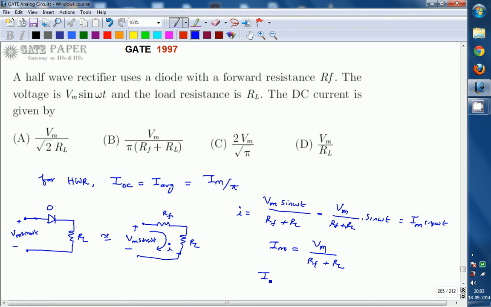So from this, IDC is equal to Im by pi. Im by pi is nothing but Vm divided by pi times RF plus RL. This is the DC current flowing through the half-wave rectifier which has a diode with forward resistance of RF. So the right answer for this question is B, Vm divided by pi times RF plus RL. Thank you.